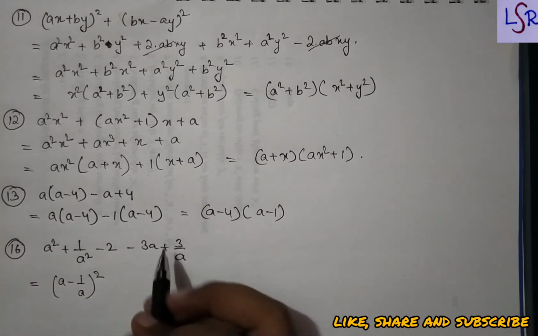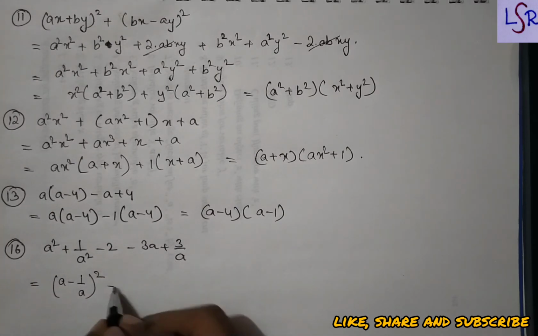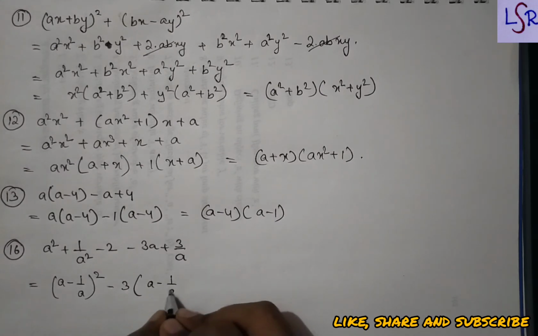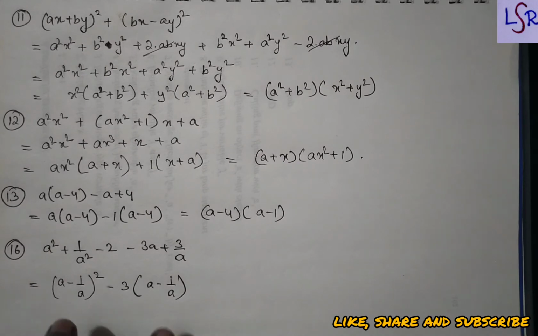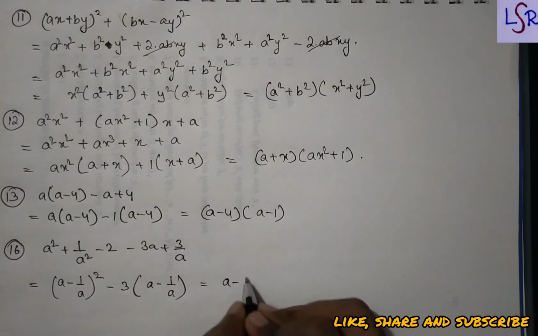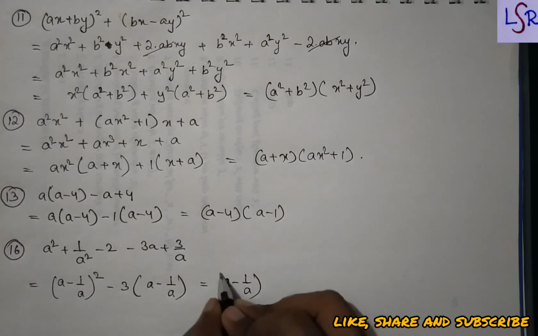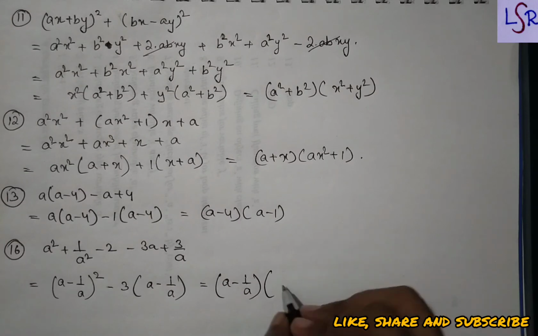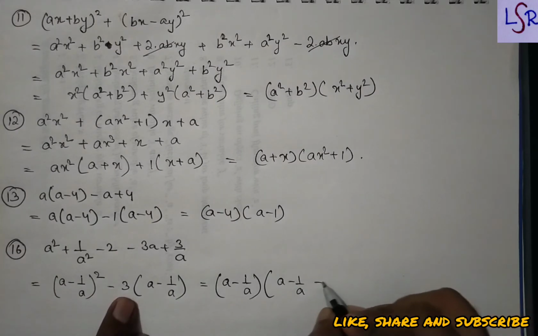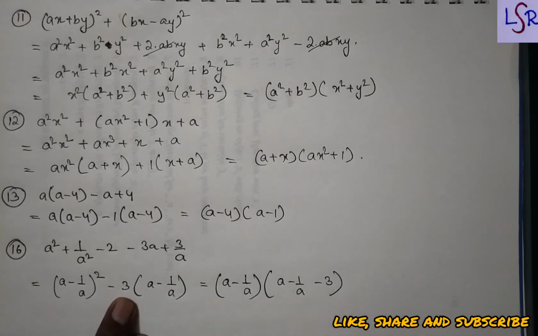And now from these two, we can take minus 3 as common and we'll be left with a minus 1 upon a. Now we see that the brackets are common in both cases. So this can be written as a minus 1 upon a in one bracket, and in the other bracket it will be a minus 1 upon a, which is left of one of it, and then minus 3 from here. That's the answer for this question.